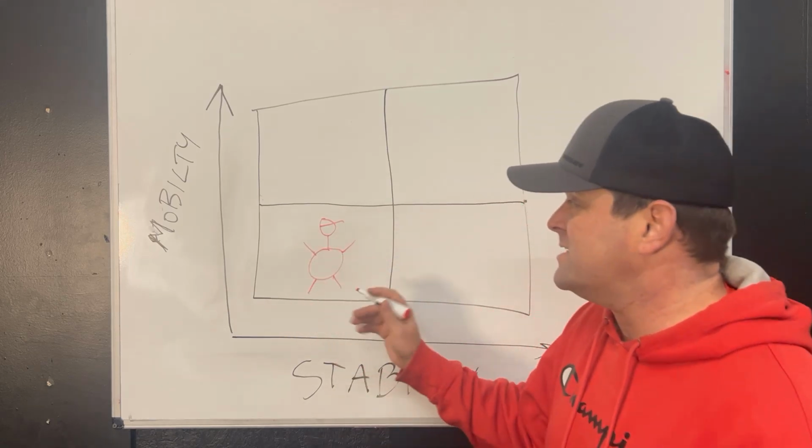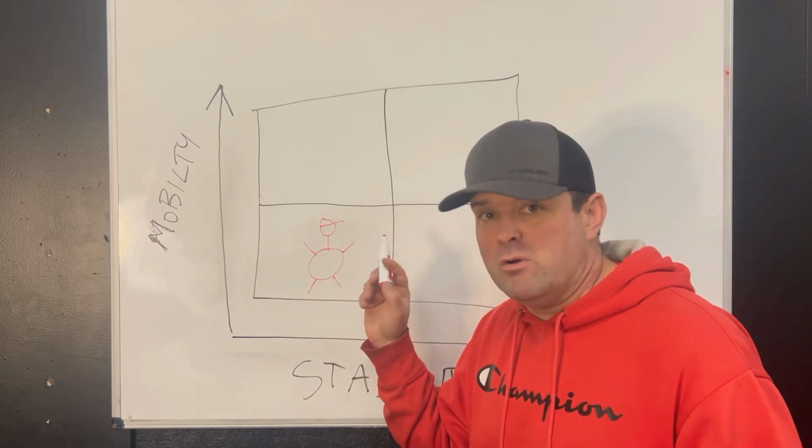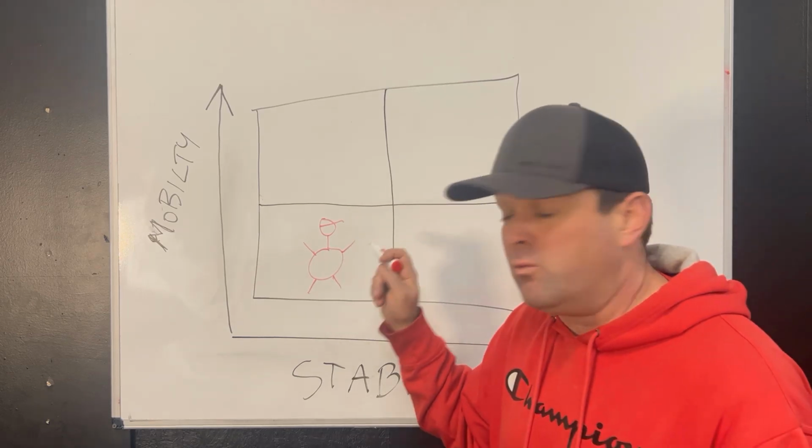And so if we want to help fix this athlete, we usually end up having to do a lot of lower half mobility and stability work. So that's what one of these looks like, okay?